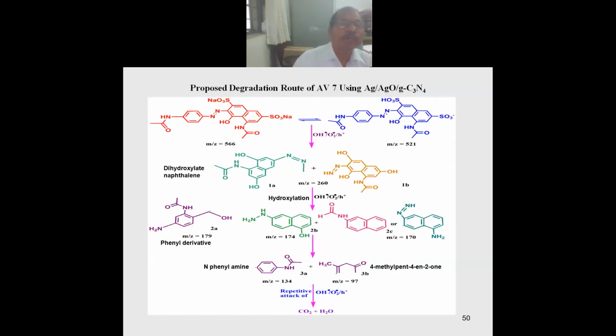Then what are the products? We analyzed the products, and this is the peak for the anionic AV7, and this is the compound formed after 10 minutes. This is hydroxylation; after hydroxylation, this is a dihydroxylated naphthalene after 10 minutes. After hydroxylation, it gives different kinds of compounds, maybe phenyl derivatives. Further, it gives N-phenylamine and 4-methylene-4-pentanone, and at the end, there is conversion into CO2 and water.